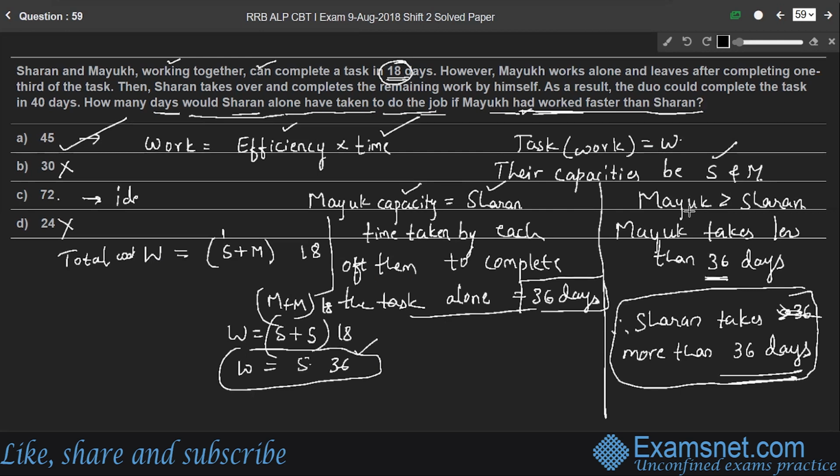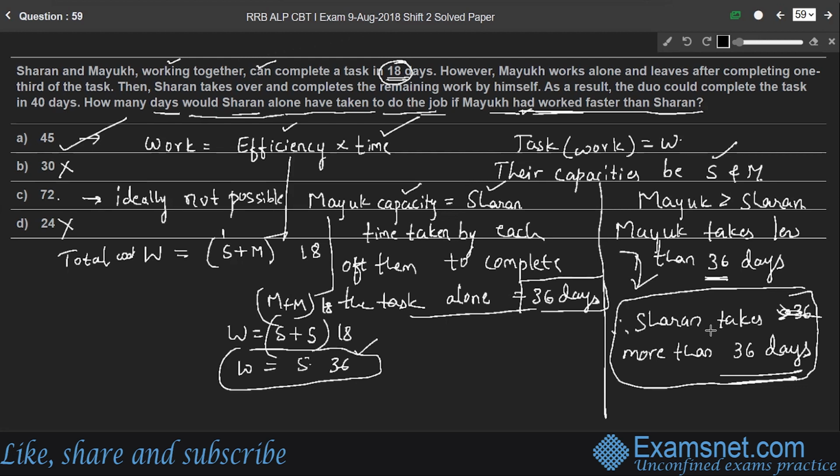Ideally, it is not possible. Sharon cannot take 72 days of time, which is double his capacity, right? That means very less capacity, double the previous time taken by him. So ideally it is not possible.